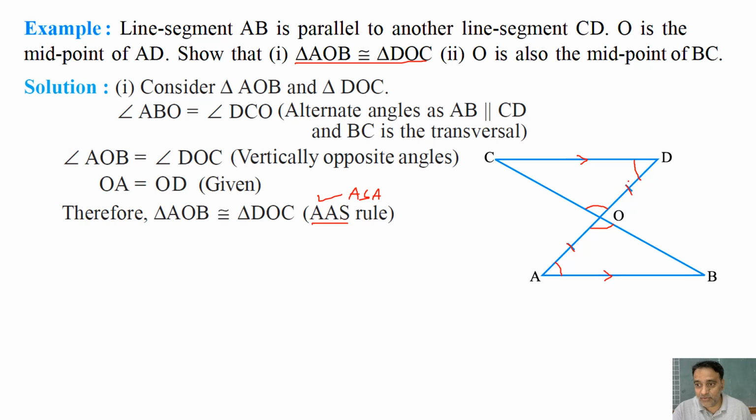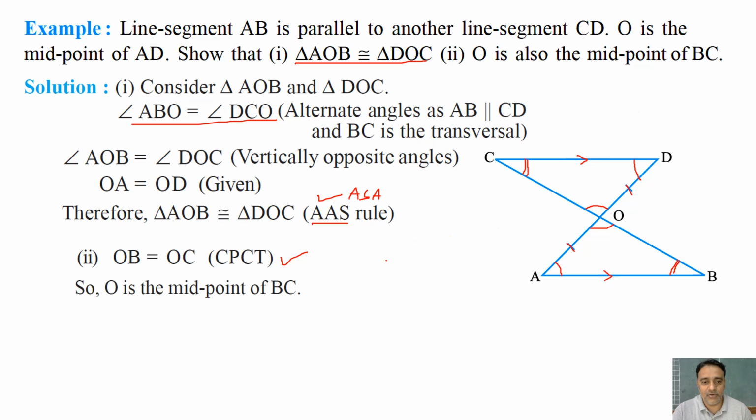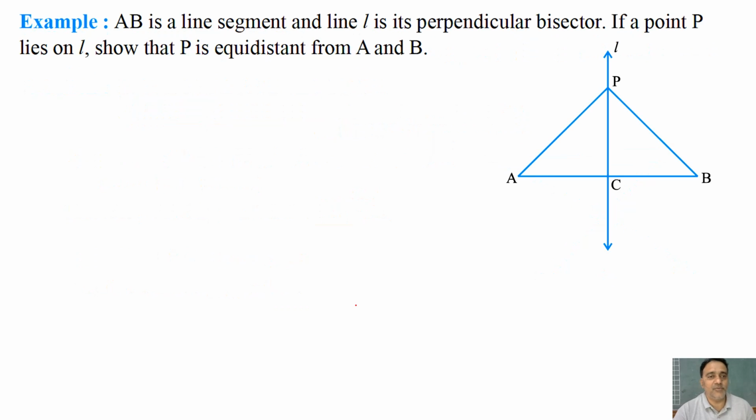If we take these two, then which angles have we taken here? We took these two angles, right? So anyhow this side is not included between these two. Now the last one is OB is equal to OC by CPCT. Why? Because O is the midpoint of BC. Any doubt? No, sir. Okay, we'll see one more question.